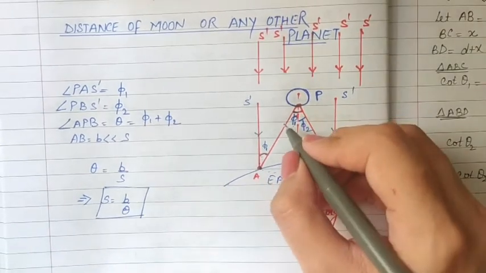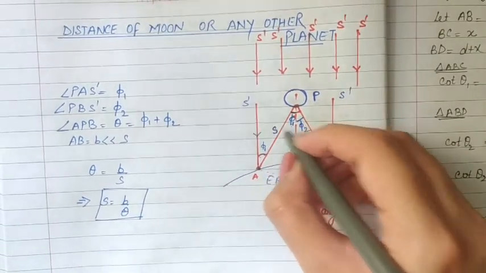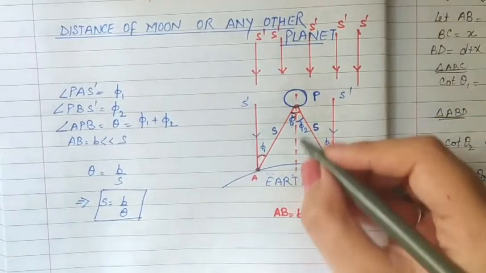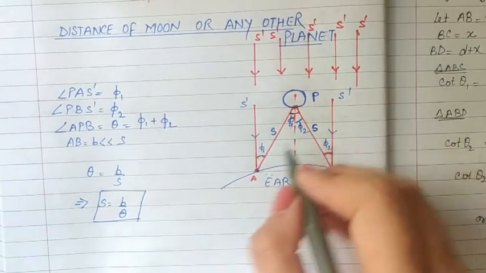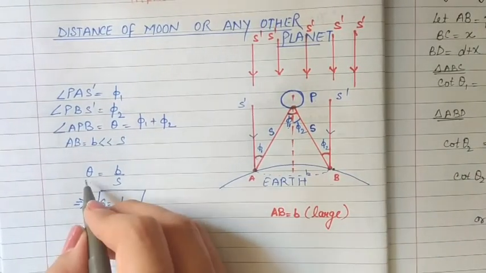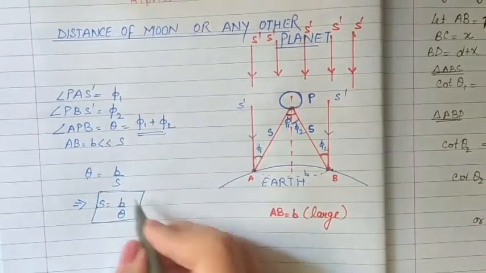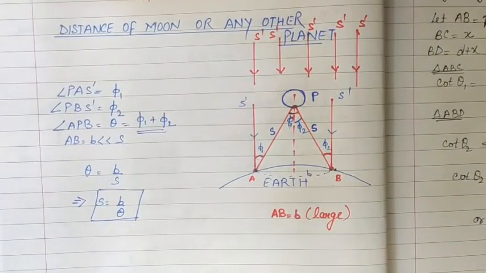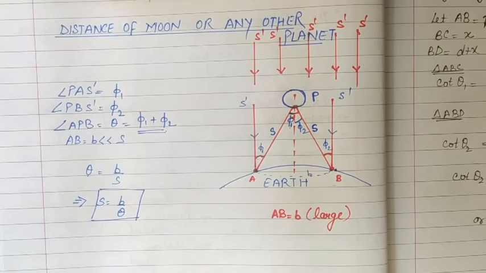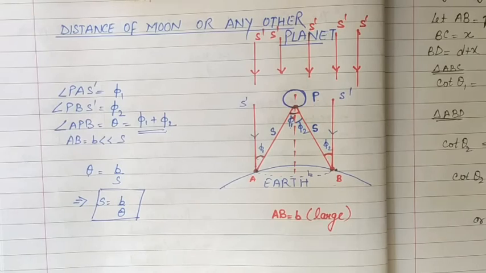Now capital S is the distance that we need to find, that is the distance of planet P from Earth's surface, and it can be calculated by using the formula b upon theta. Theta can be calculated by phi 1 plus phi 2, and b is the arc on the Earth's surface that can be measured. This is the process of how we apply the method of parallax to find the distance of a planet from Earth's surface, that is, to measure length indirectly.